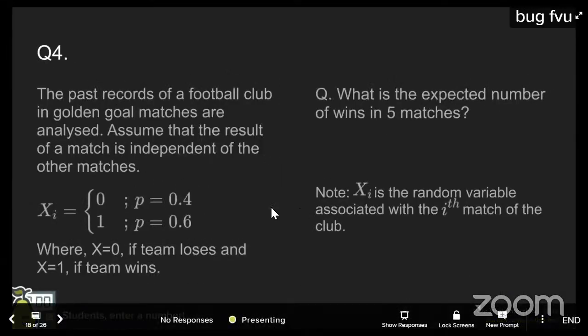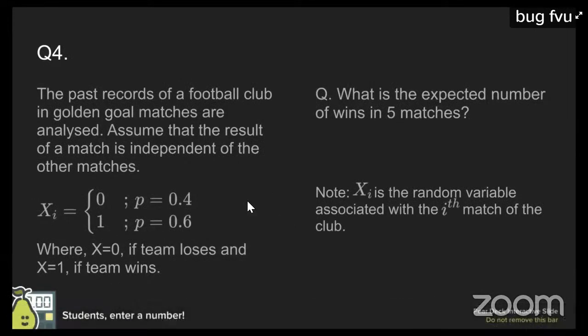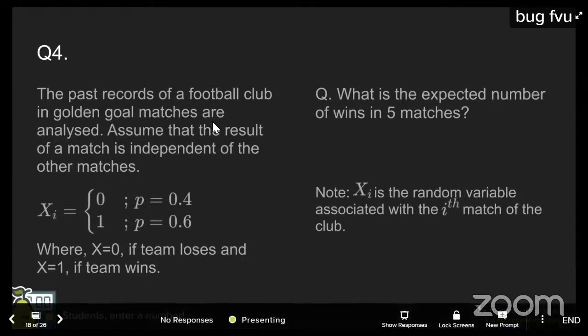Okay, let's move further. This kind of question, I think you have already done in today's session only. So see, the past records of a football club in golden goal matches are analyzed, and we have found out that the team will lose with the probability 0.4, and the random variable will take the value 0 if my team loses, and will take the value 1 if the team wins, and the probability of winning the golden goal matches is 0.6. So what is the expected number of wins in 5 matches we have to compute?